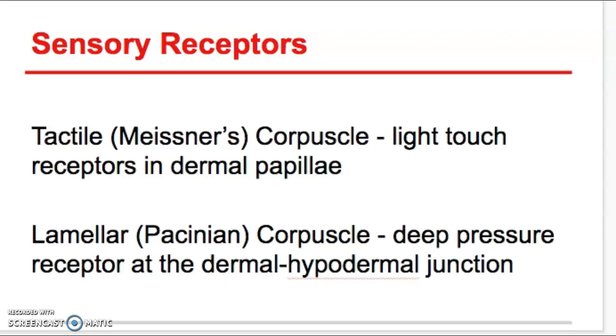Now I want you to take your thumb and push into your forearm, and that's a type of deep pressure. When you're doing that, it's being sensed by lamellar corpuscles, also called Pacinian corpuscles. These are corpuscles that are at the dermal hypodermal junction, and they actually look very similar to thumbprints. We'll see a slide of them a little bit later.